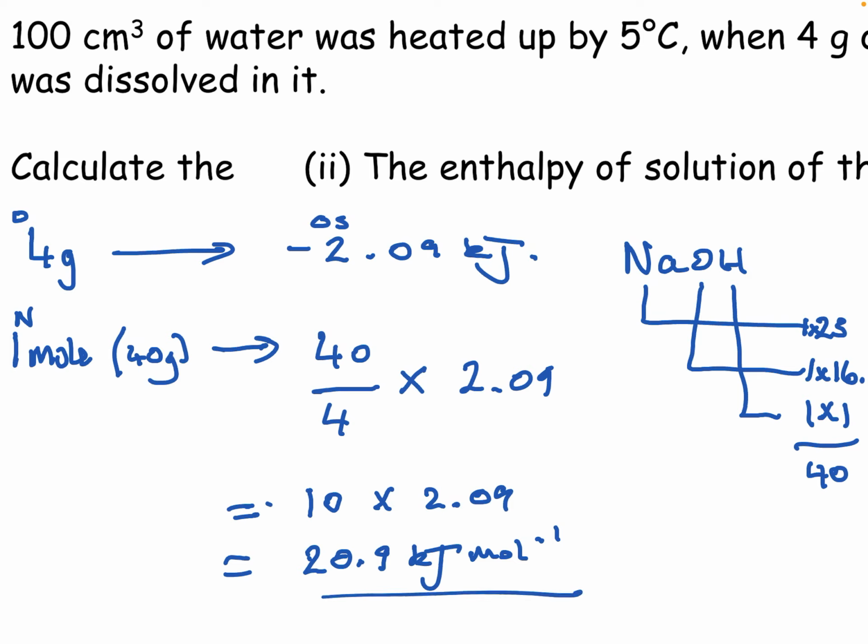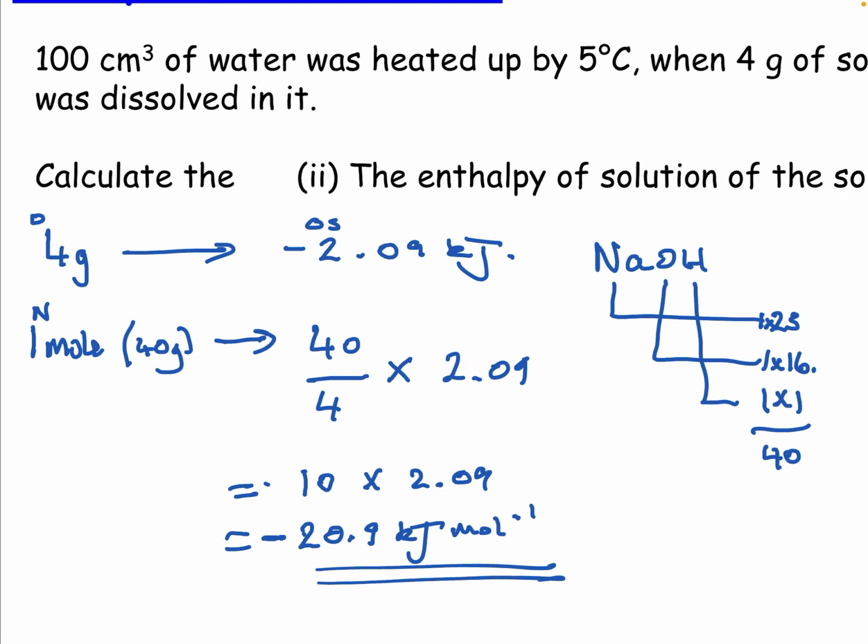every time you do an enthalpy and you're working out that actual enthalpy and it's for 1 mole, make sure you do per mole at the end, mole to the -1. And remember this was exothermic, so put the negative there. That is the answer there for you.